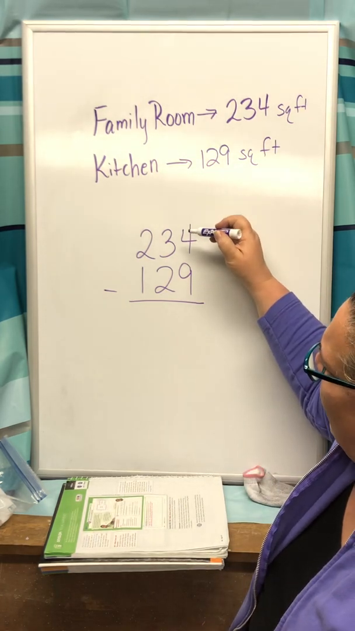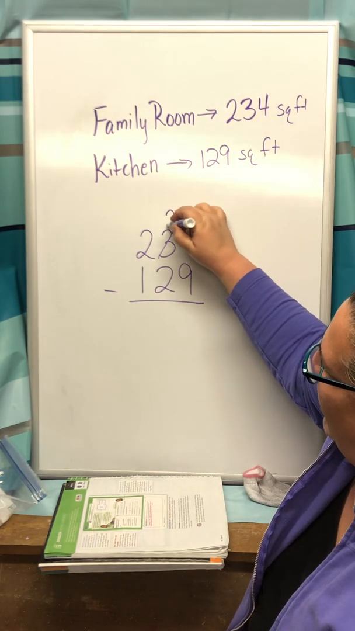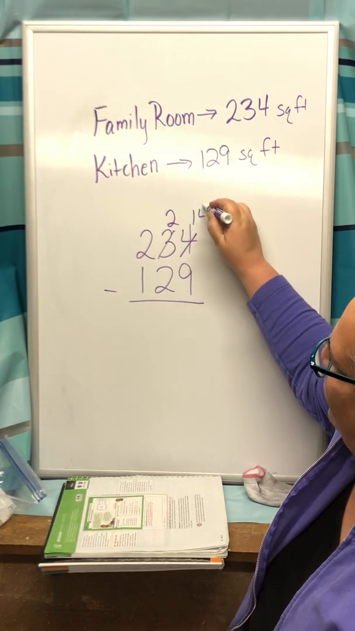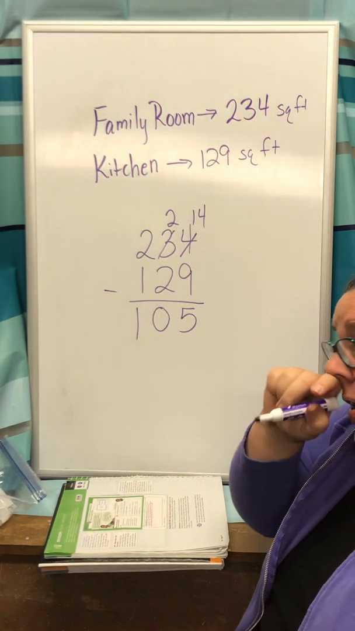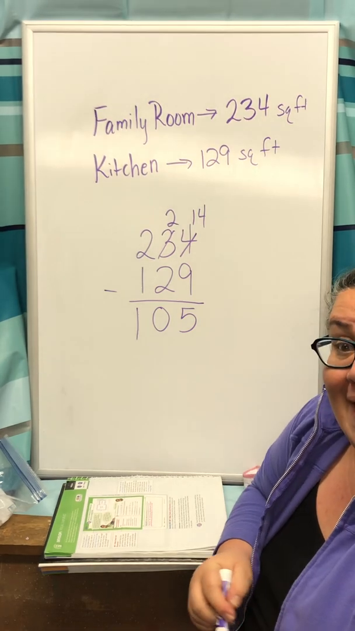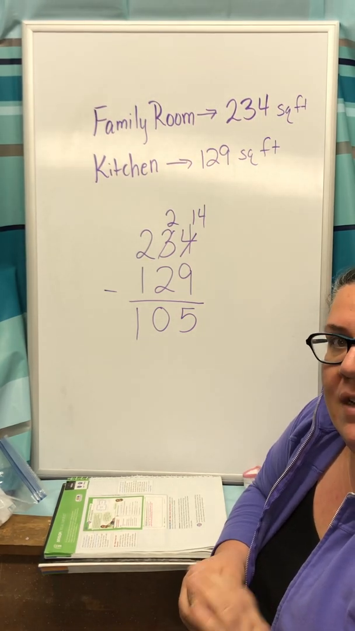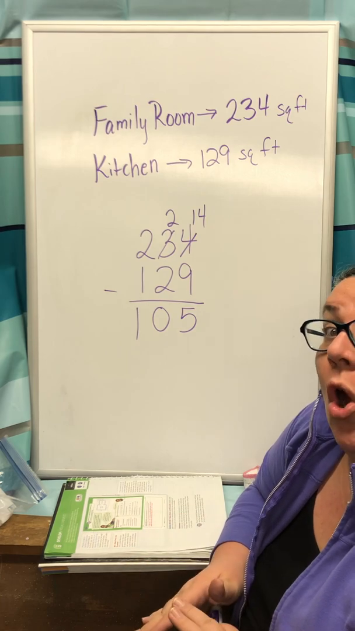So if I'm doing my subtraction, I know I have to go over to my tens place. I'm going to make it a 2, I'm going to make this a 14, 5, 0, and 1. So there is a 105 square foot difference in the two rooms. Not what they're asking us for, though. We need to find out the difference in cost.